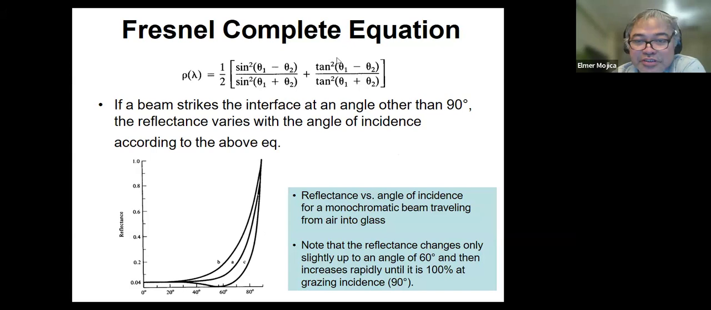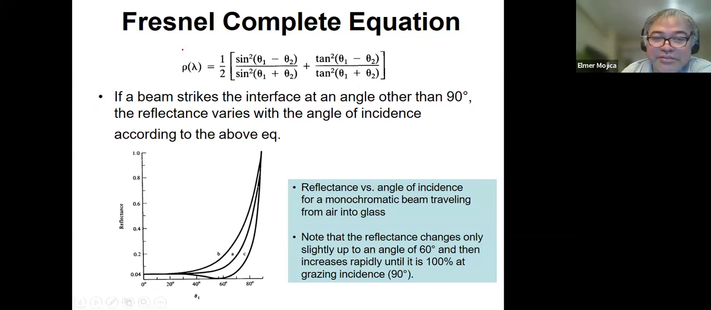Okay, so if you look here, you have the sine squared of the difference of the incident light and reflection angle of refraction, over sine squared of the sum of the two, plus tangent squared times this over this one. So if a beam strikes the interface at an angle other than 90 degrees, reflectance varies with the angle of incidence according to this equation.